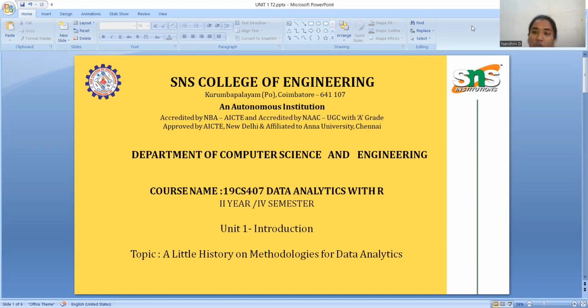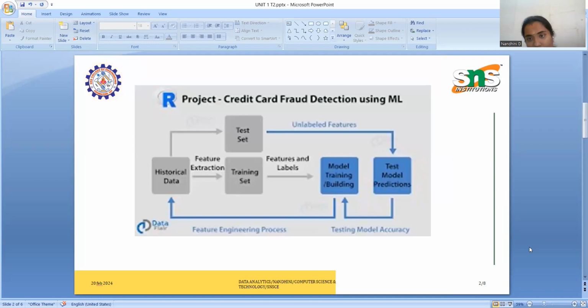Today, we are going to see a topic in data analytics: a little history on the methodologies for data analytics. What is the history of data analytics? Data analytics has a rich history from the 1960s, which mainly focused on how data was analyzed using statistical data, and how it has evolved with technological advances.